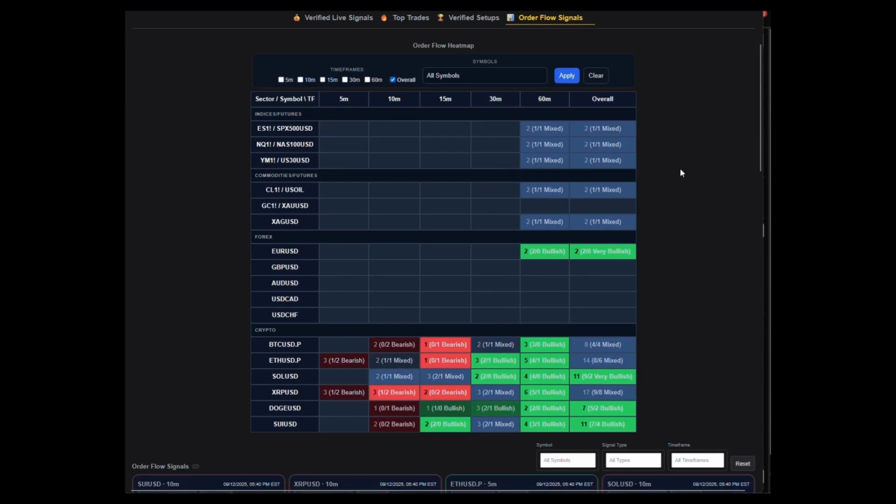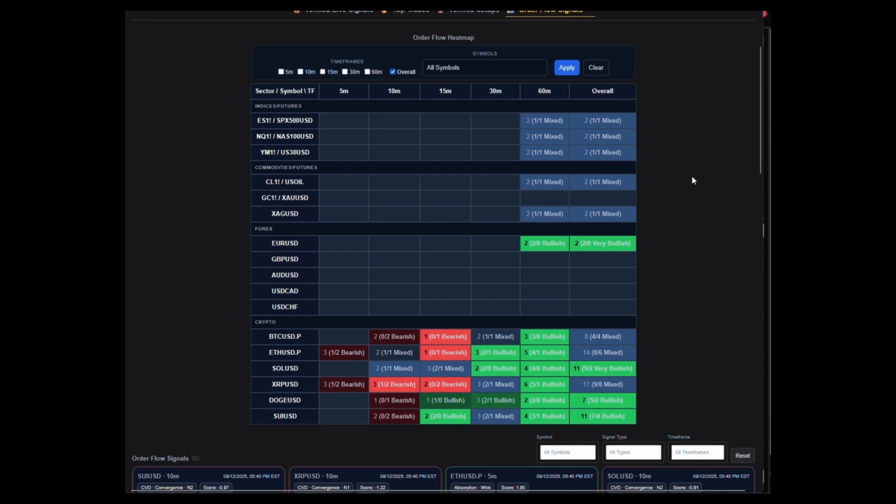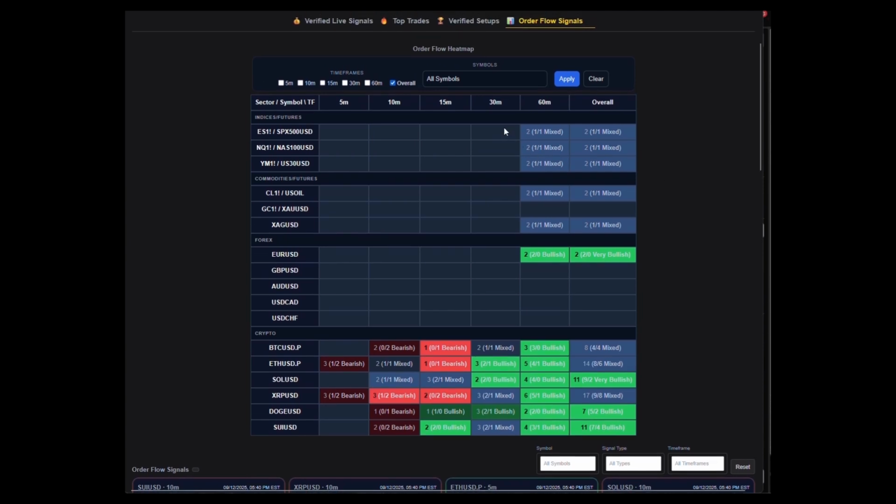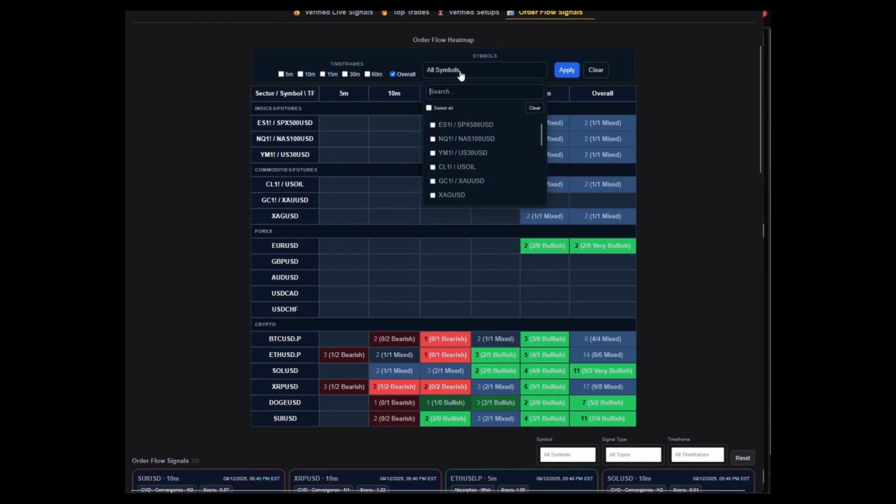Now the most important part is order flow. This is the brand new update. So the order flow signals tab. As you see right now, like I said, the market's closed for forex, commodities, futures, indices. So crypto is the only one showing.